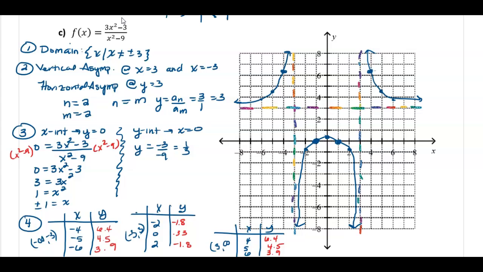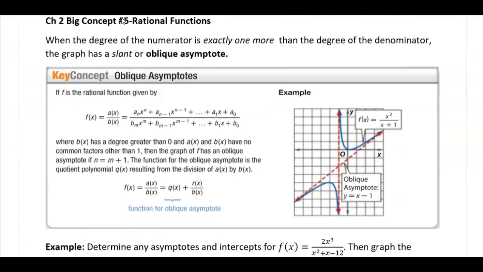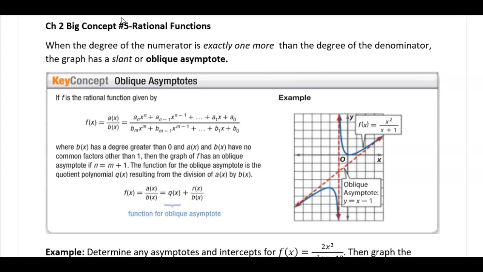All right, so now we're actually going to talk about something special. We've talked about vertical asymptotes. We've talked about horizontal asymptotes. Now we have something we call a slant, or another term could be oblique asymptote. So it's that diagonal asymptote. When the degree of the numerator is exactly 1 more than the degree of the denominator, then the function of the oblique asymptote is that quotient when we use our polynomial long division.